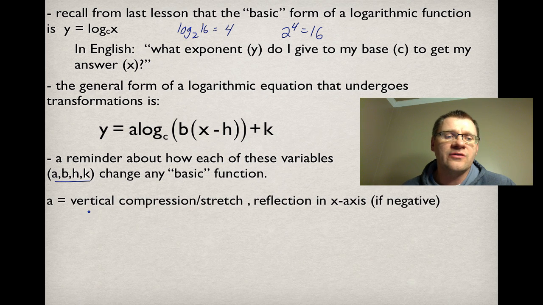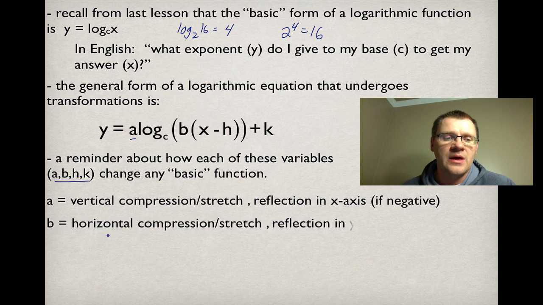So remember that a is your vertical compression or a stretch. And if it's negative, it means it's being reflected in the x-axis because your y values are changing. b is a horizontal compression or a stretch, and a reflection in the y-axis if it happens to be negative. And remember that if this is a whole number like 2, then all your x values are shrunk by a factor of a half.